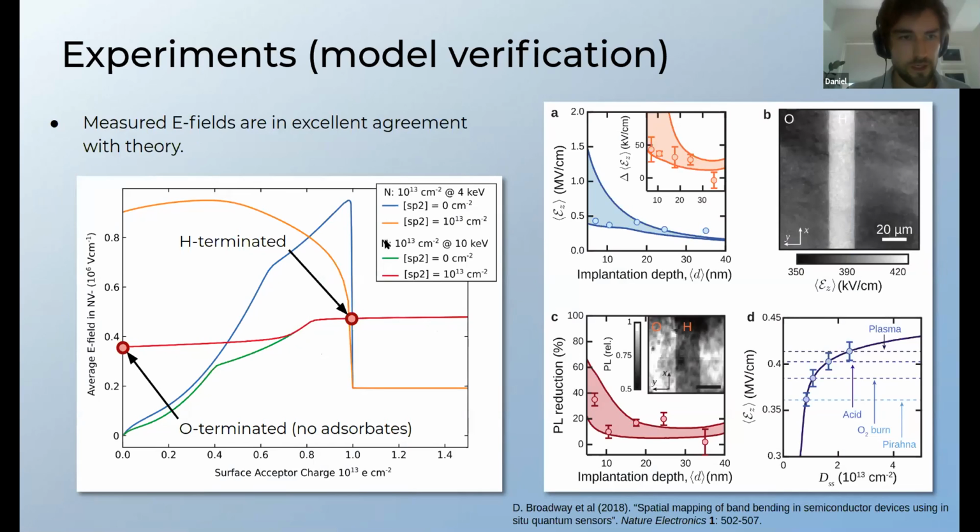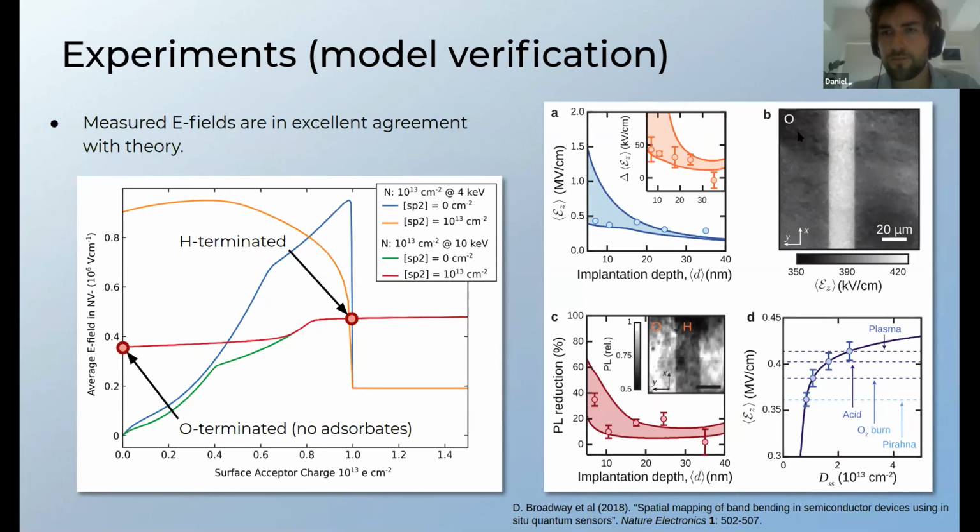Here's a diamond that has a nitrogen implant with 10 keV and a fixed density. So if we were to use the results of the model and say that that diamond is oxygen terminated and has no atmospheric adsorbate charges, then we predict that the average E field seen by the nitrogen vacancy should be about 350 kilovolts per centimeter. Whereas if we assume it's hydrogen terminated and has the accepted surface acceptor charge of about 1 × 10^13 per square centimeter, then it predicts about 420 to 430 kilovolts per centimeter. So if we go over to our actual experimental results, this is actually exactly what we get.